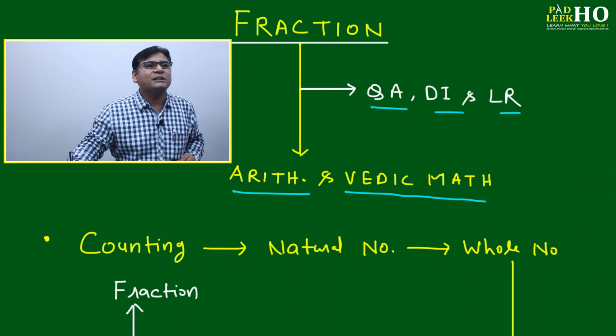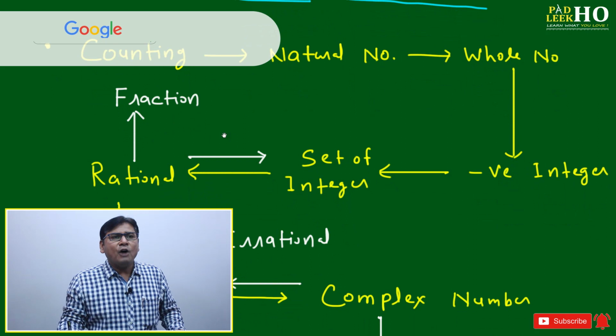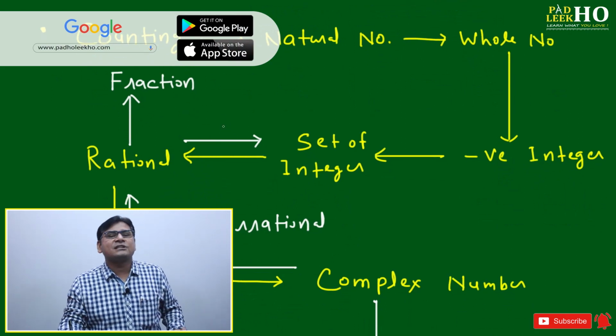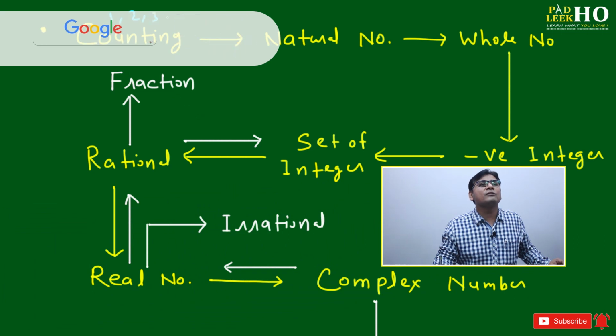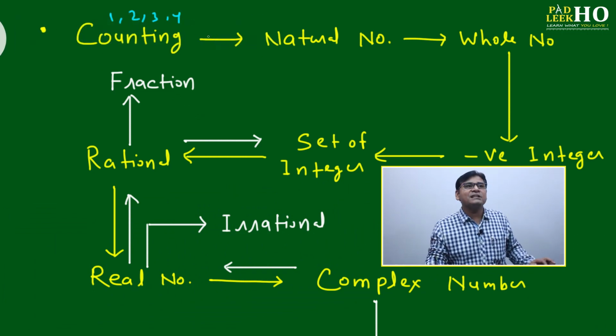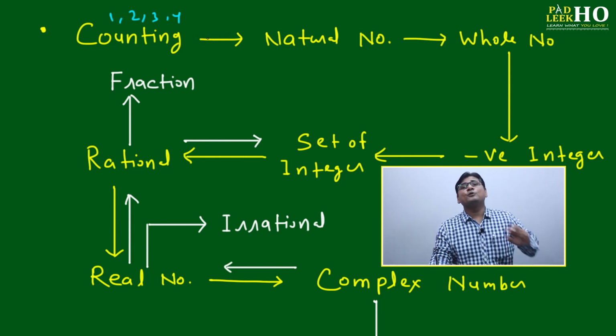In this master stroke we will try to understand what the role of fraction is for your CAT preparation. How fraction has come, let us understand with this flow diagram. Basically everything has started from counting. Counting means 1, 2, 3, 4. That is my favorite. Everything has started from 1, 2, 3, 4. And we should understand everything from the point of view of 1, 2, 3, 4.